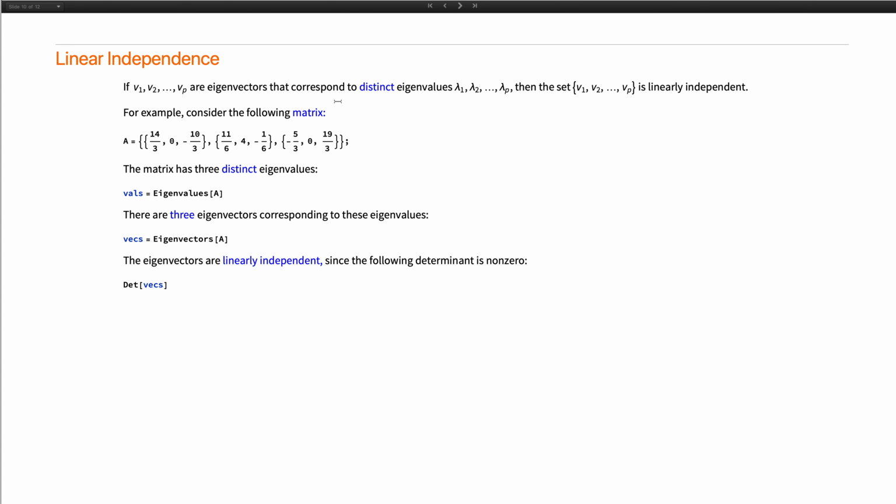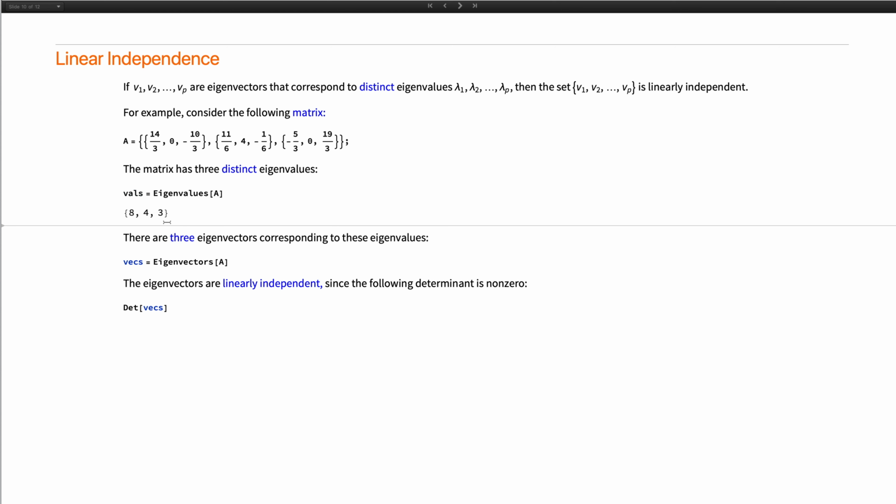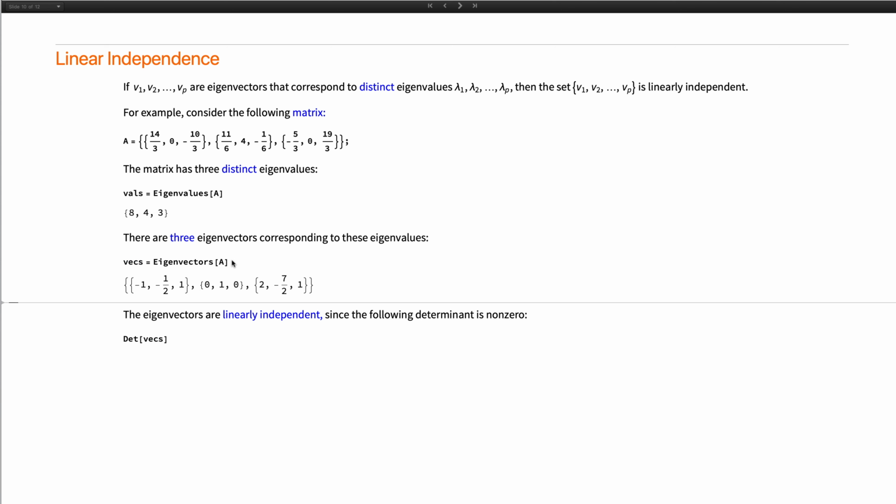Now, the nice thing about eigenvalues and eigenvectors is that if you have eigenvectors that correspond to distinct or different eigenvalues, then they're actually linearly independent. So here is a matrix A. It has 3 distinct eigenvalues 8, 4, and 3. There are 3 distinct eigenvectors, and what you can do is simply work out the determinant of the matrix formed by the eigenvectors. You see it's not 0, so hence you have linear independence for these eigenvectors corresponding to distinct eigenvalues.